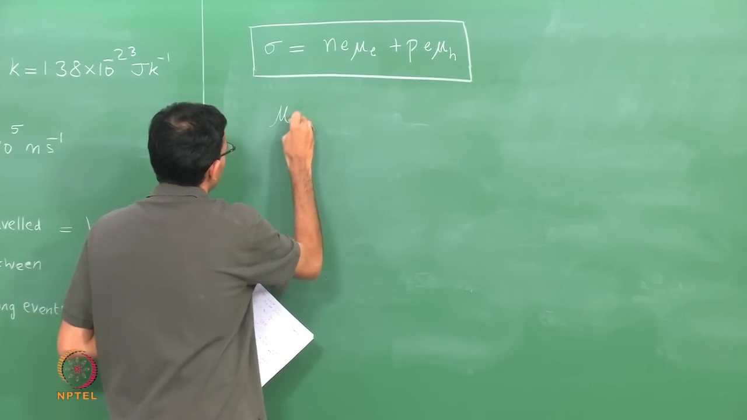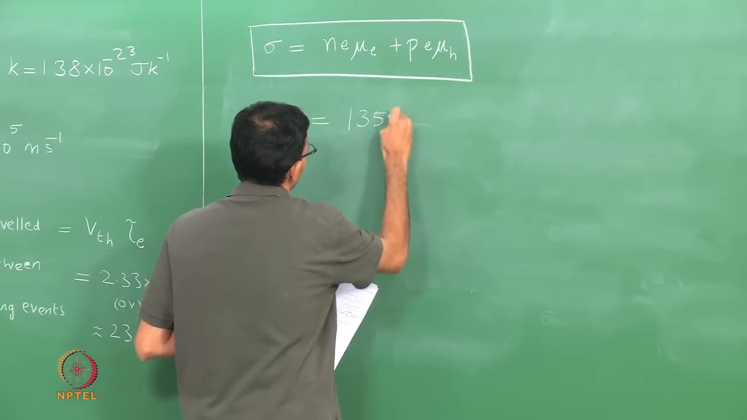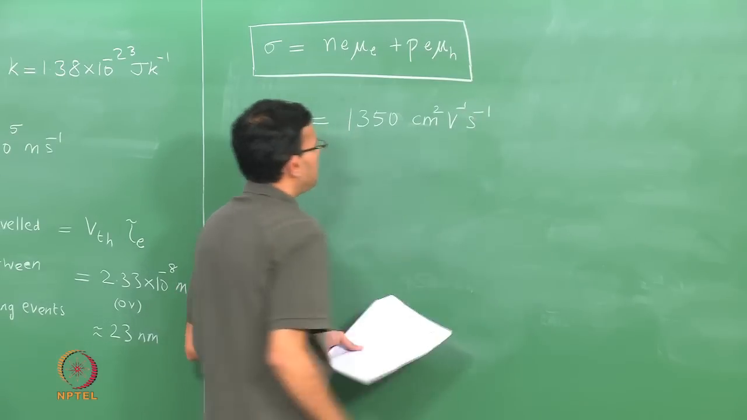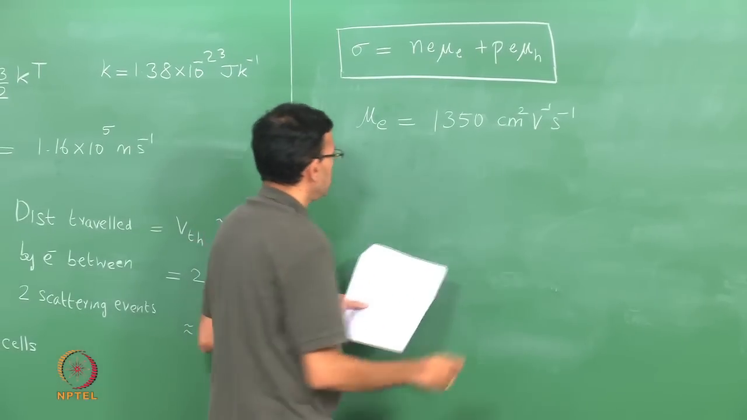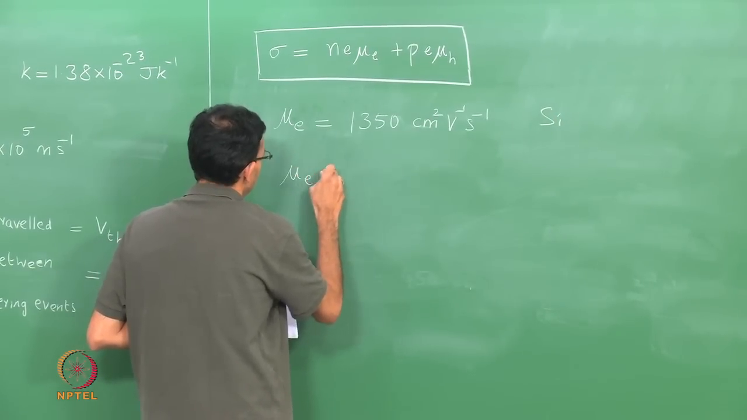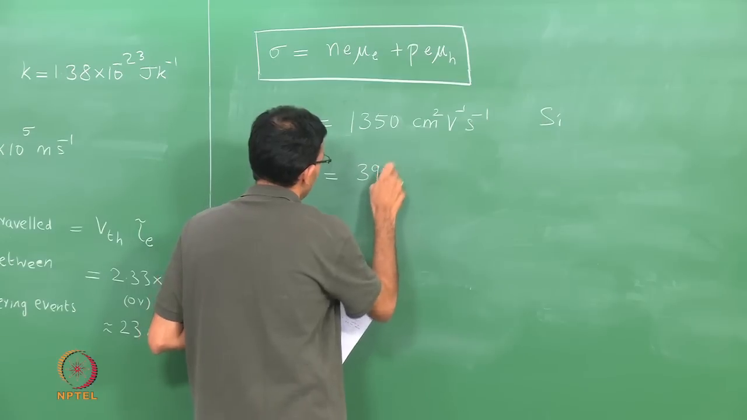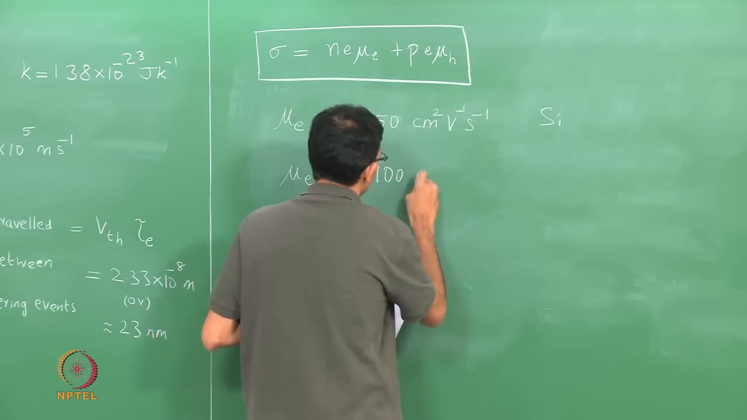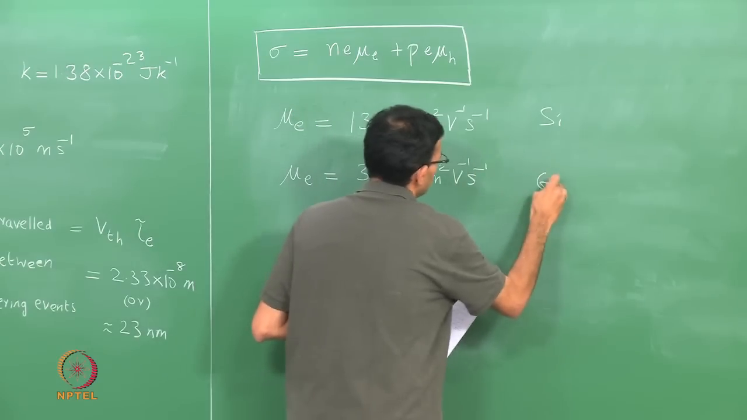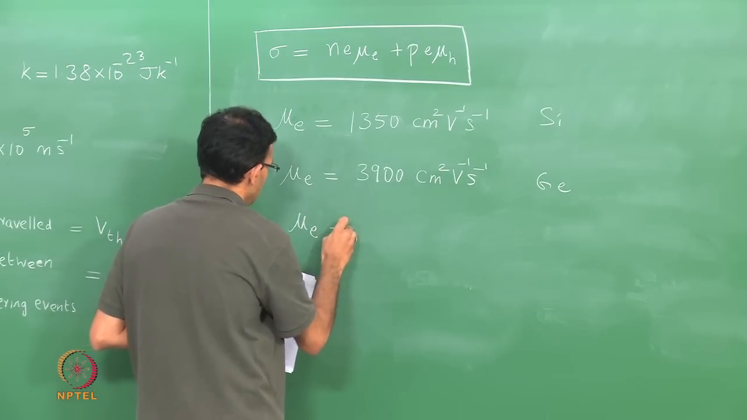We saw that the mobility of an electron in silicon was around 1350 centimeter square per volt per second. This is for silicon. If you had germanium, germanium has a slightly higher mobility, mu e is 3900. That is the value for germanium. Gallium arsenide is even higher.